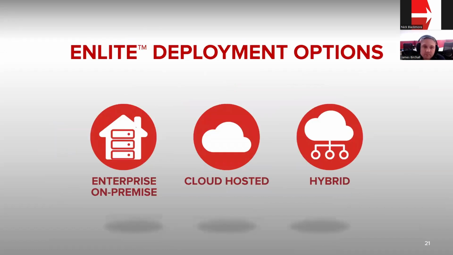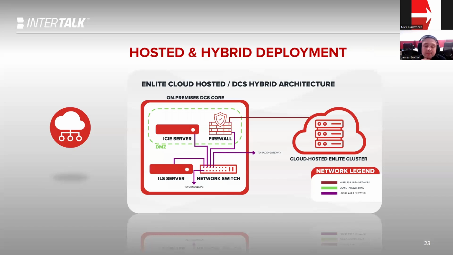We are also going to go over a few of the deployment options for Enlite, which include enterprise on-prem, cloud hosted, and hybrid. The Intertalk Enlite cloud hosted and hybrid architecture consists of an on-prem ILS/DCS, Intertalk dispatch console system core, connected to a cloud hosted, typically Amazon Web Services, Enlite cluster.